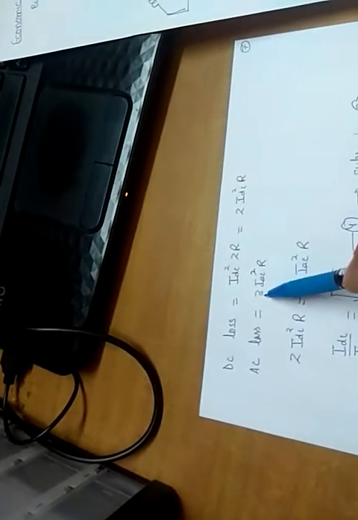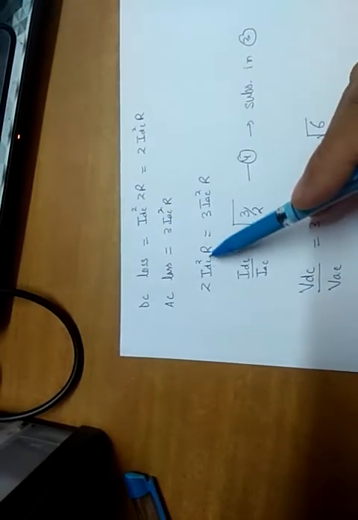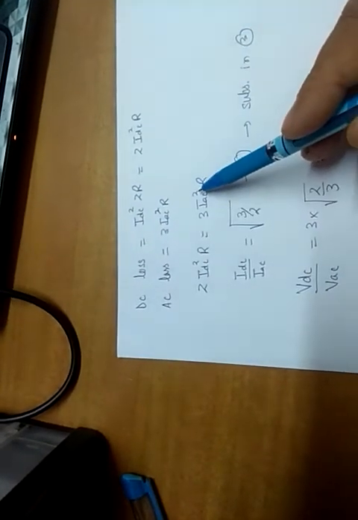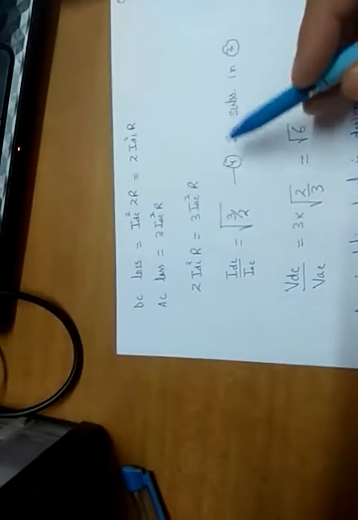So in 3 phase we have a loss of 3 I_AC square into R, and we have an assumption that both the losses are same. So twice I_DC square R will be equal to thrice I_AC square into R. So I_DC by I_AC will be root 3 by 2. So this is my equation 4.